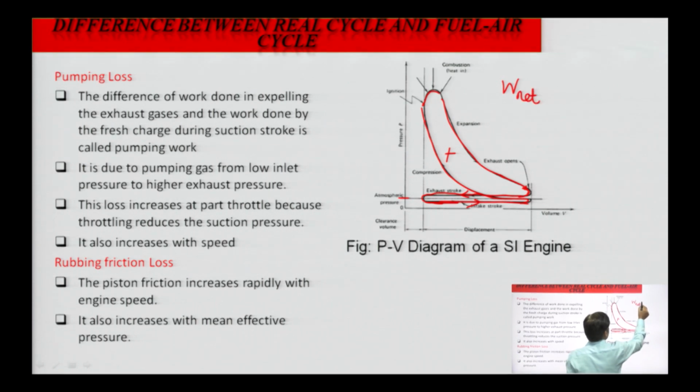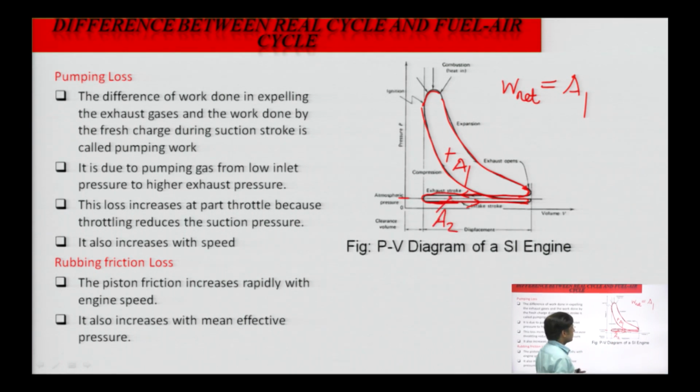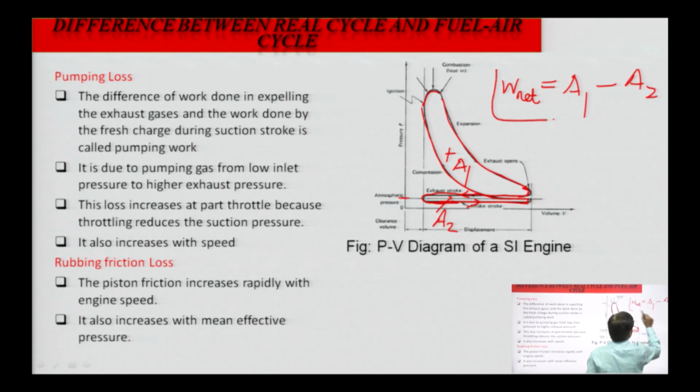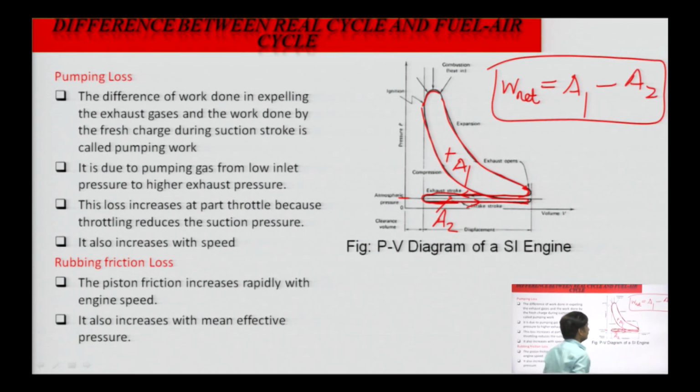So, net work output from this actual cycle is equal to, let this area be A1. And let this area be called pumping loss, because there is always a pressure difference between intake and exhaust stroke. Because of that a loop is formed, and let that loop area be A2. So, if we subtract this A2, it will give you the net work output.